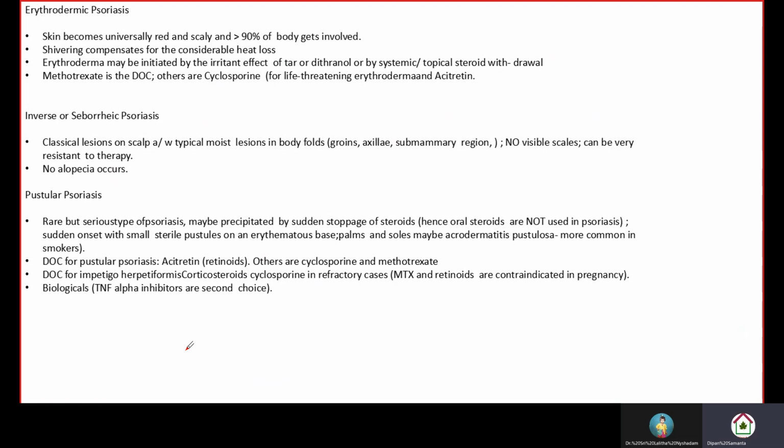Erythrodermic psoriasis includes features like skin becoming universally red and erythematous. All over the skin will be erythematous, scaly skin. More than 90% of the body gets involved. Shivering compensates for the considerable heat loss. As there is heat loss, shivering starts. Erythroderma is initiated by the irritant effect of tar or dithranol, or by systemic or topical steroid withdrawal. Methotrexate is the drug of choice. Others are cyclosporine.